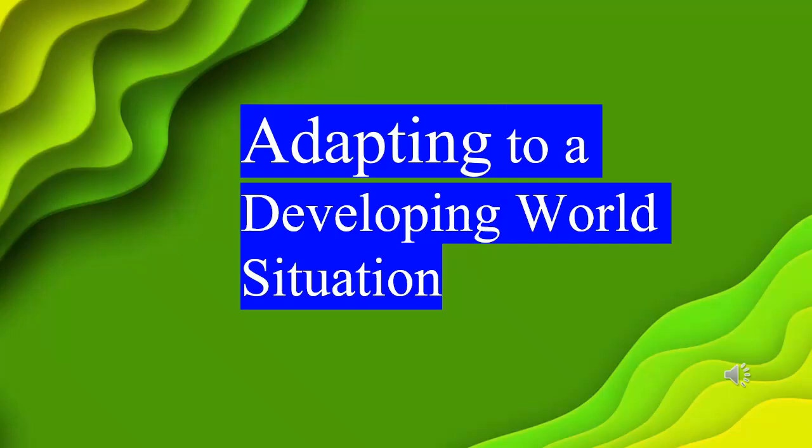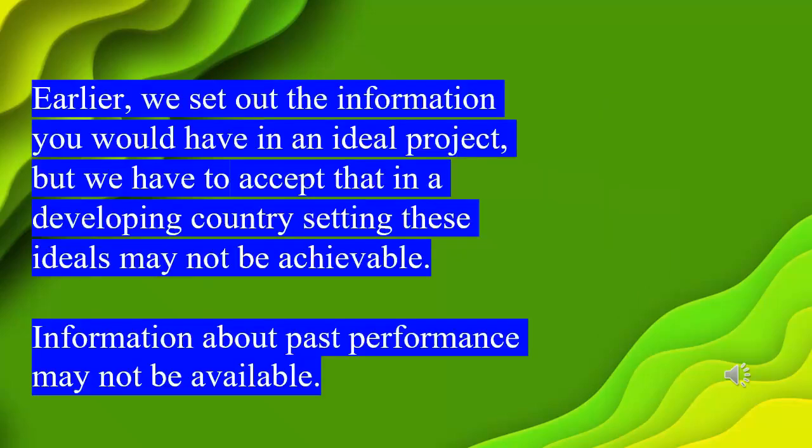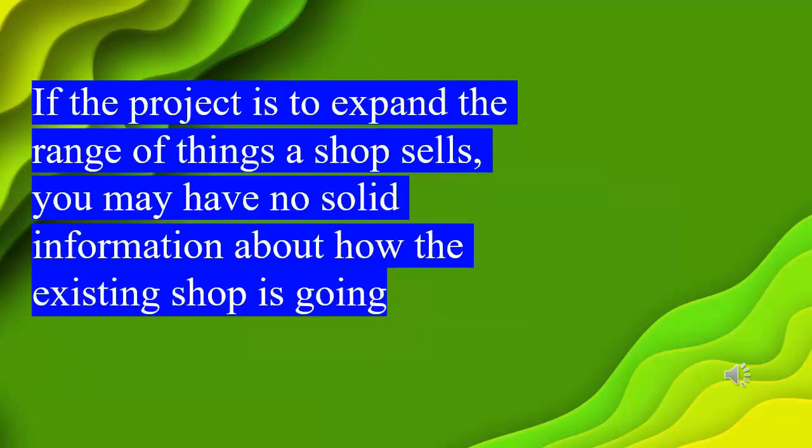This one is about adapting to a developing world situation. Earlier, we set out the information you would have in an ideal project. But we have to accept that in a developing country setting, these ideals may not be achievable. Information about past performance may not be available. If the project is to expand the range of things a shop sells, you may have no solid information about how the existing shop is going.